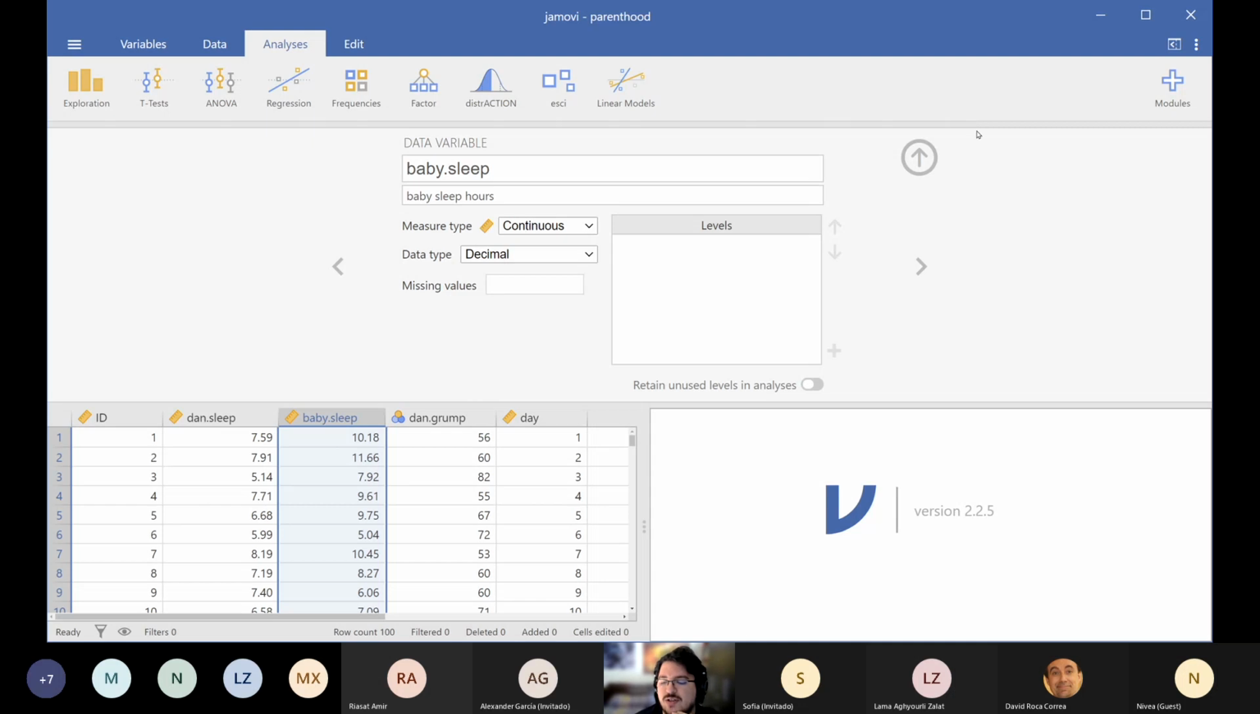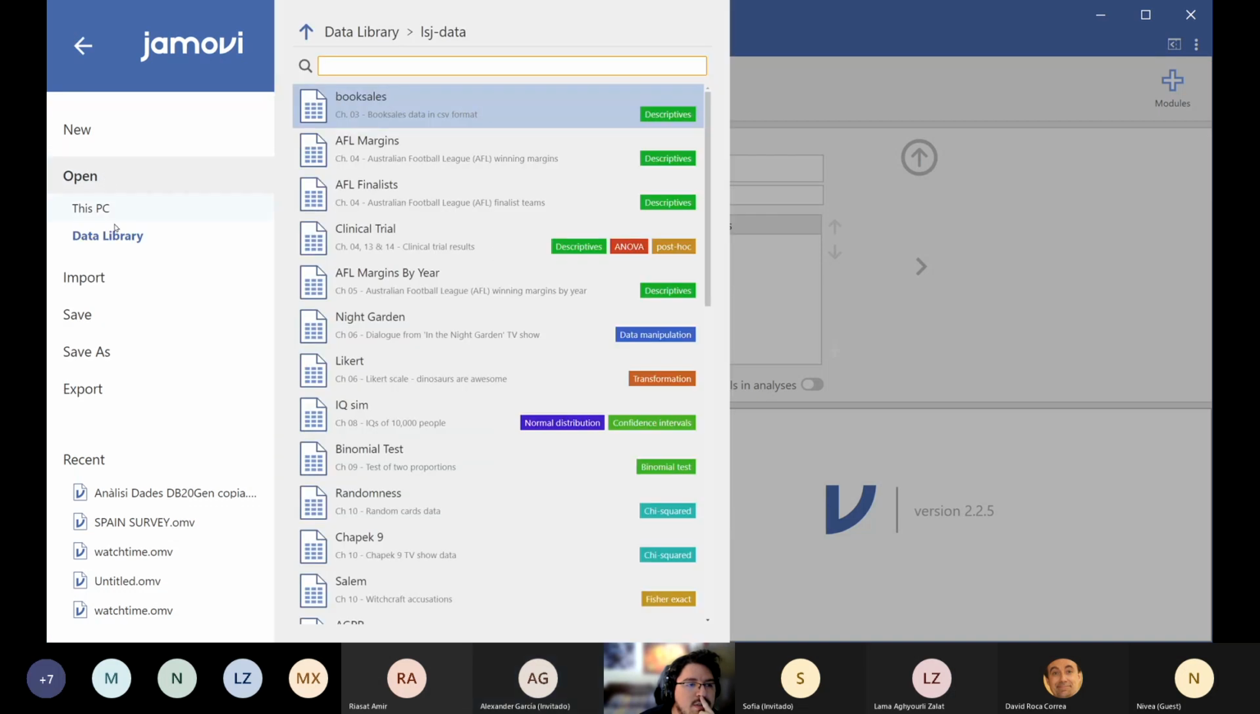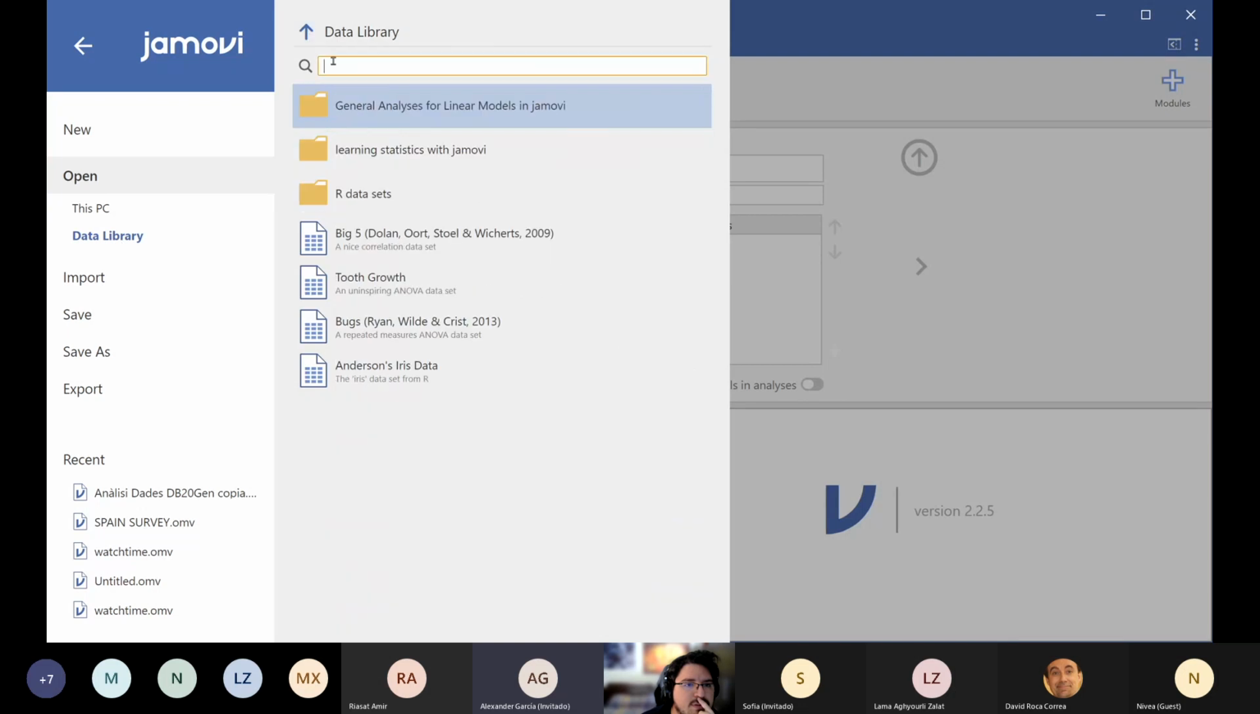Okay, so I give you some minutes so everyone has it. I already downloaded it, but I continue just looking for files. Open data library. Yeah. I just have the same four files. You don't have this folder that says learning statistics with Jamovi? No, same here. Same four files, and I already installed everything that you said.